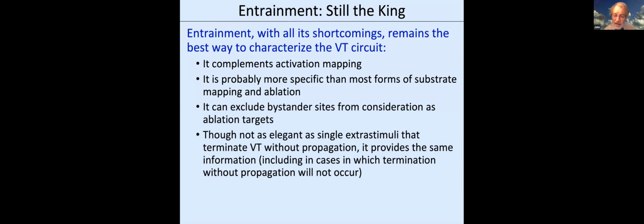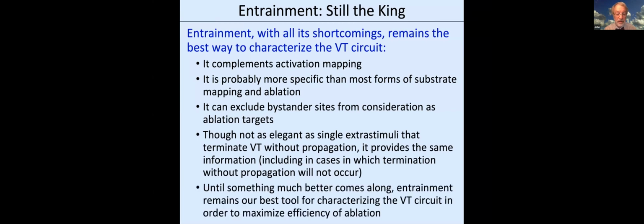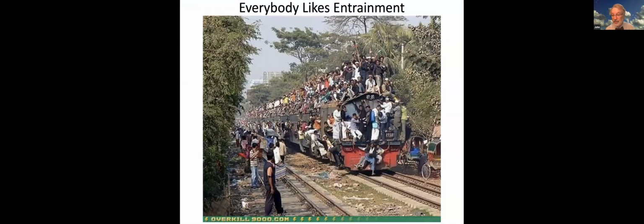And though it's not as elegant as single extrastimuli that terminate VT without propagation, it provides the same information, including in cases in which that's just not going to happen, no matter how clever you are with your catheter placement and coupling intervals. Until something much better comes along, entrainment remains, for my money, the best tool for characterizing the VT circuit in order to maximize the efficiency of ablation. And after all, everybody loves entrainment.